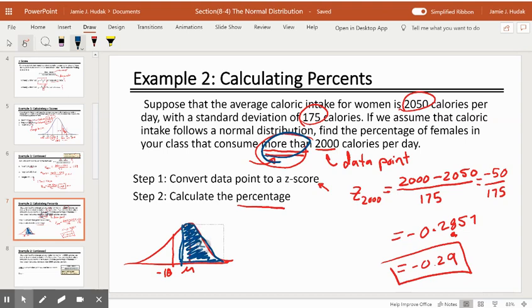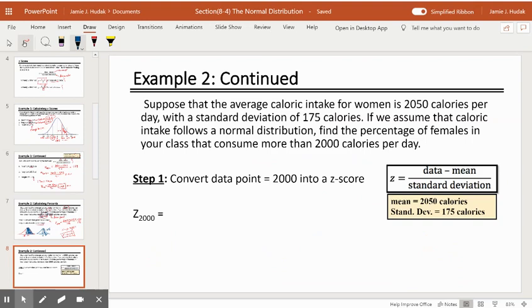Now, we know that from mu to the right is 50% of the data. So we need to figure out how much of the data is from mu to negative 0.29, and then we can add that to 50% of the data. So we've already done this part. Negative 0.29 was our z-score.